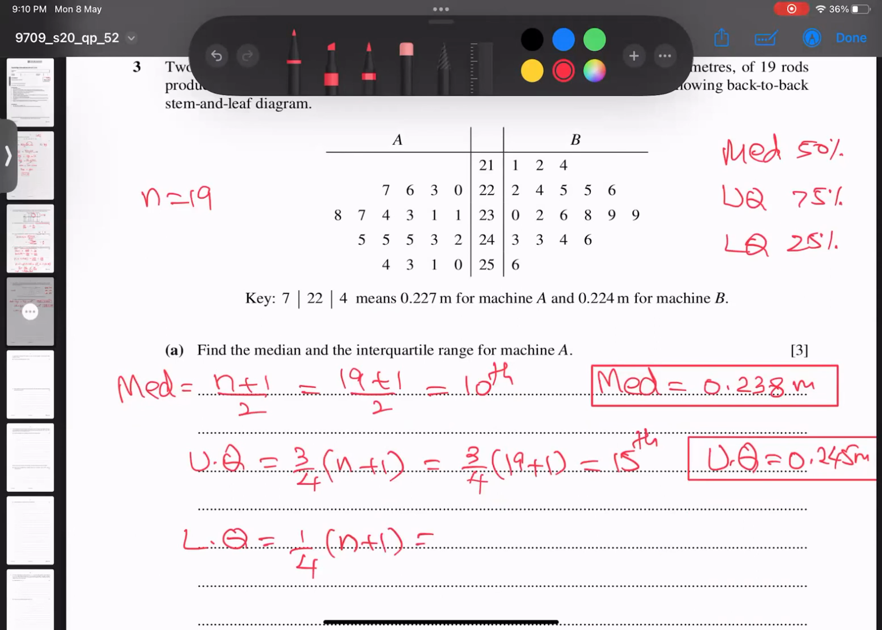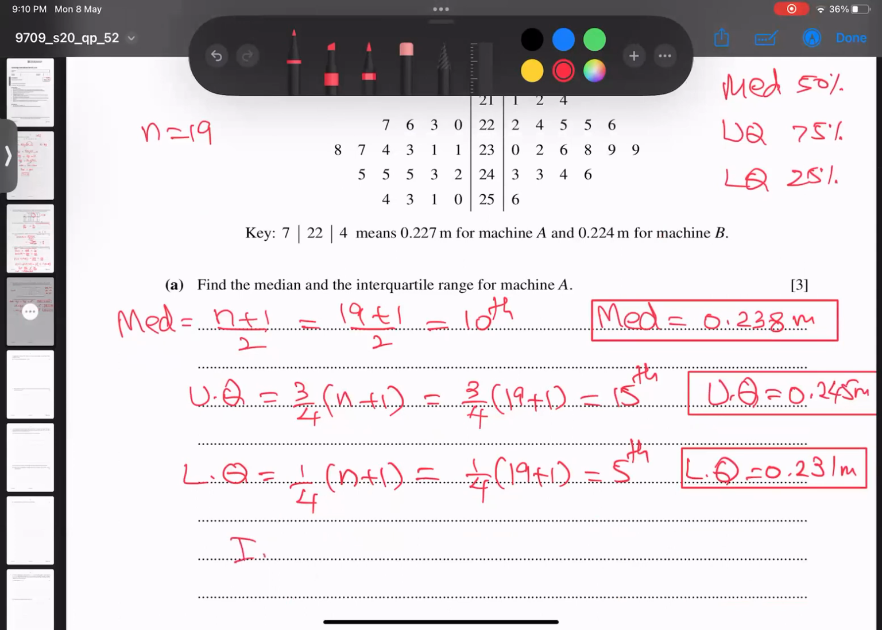All right, so students, let's see. What is n plus 1? 1/4. n is 19. 19 plus 1, 20. Divided by 4, we get the fifth term. And the fifth term, count from here, 4 already here, and the fifth is this one. So this number I'm looking for. So the lower quartile becomes 0.231 meters.